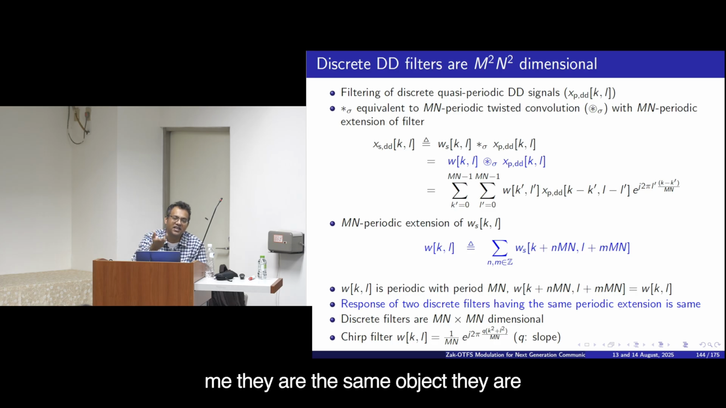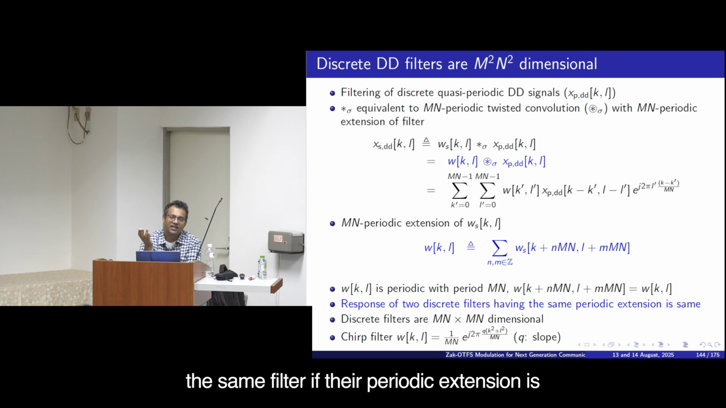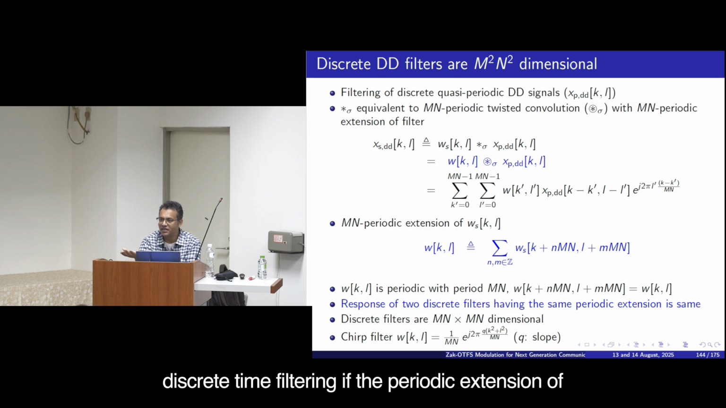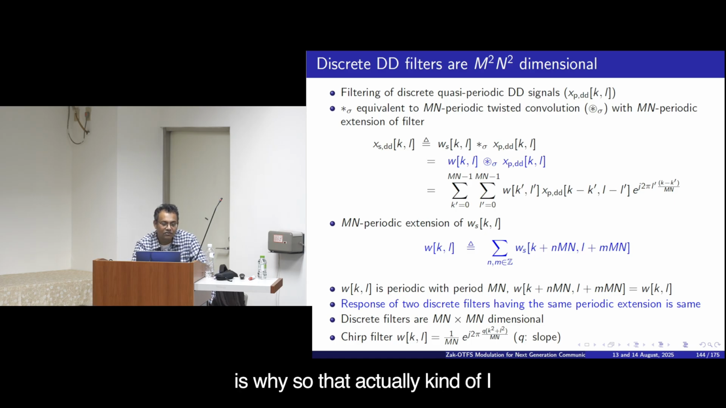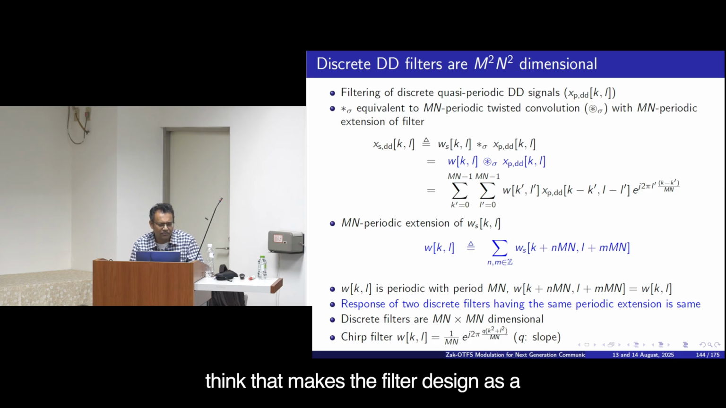So for me they are the same object, they are the same filter if their periodic extension is the same. Just like in the case of discrete time filtering, if the periodic extension of two different filters is the same, then the convolution with that periodic signal will be the same result for both of them, right.